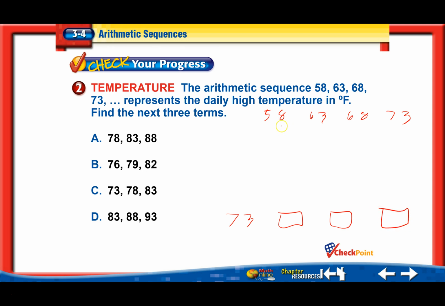All right, so looks like we're going to have plus 5, plus 5, plus 5. So 73 plus 5 is 78. 78 plus 5 is 83. 83 plus 5 is 88. So it looks like A would be my answer.